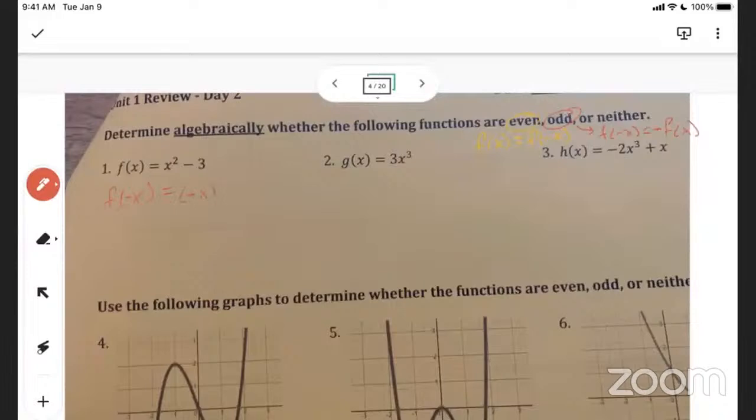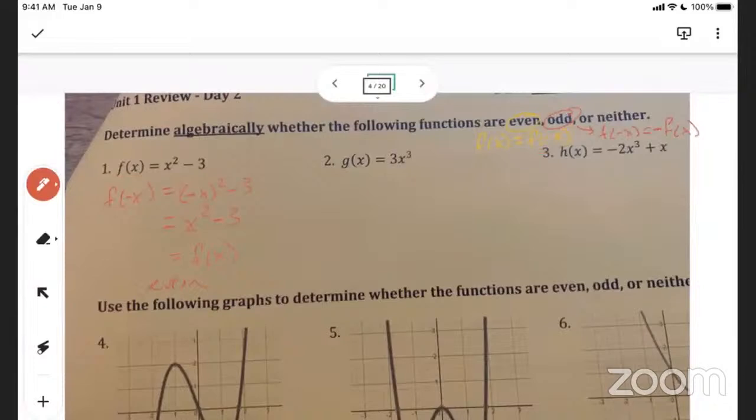I get negative x squared minus 3. And did that change the function at all? Well, what will happen when I square this? It's not going to change it, right? No, it doesn't. So this equals f of x. So what kind of function is it? If f of negative x equals f of x, what kind of function is it? It's odd. Nope. Wait, no, it's even. It's even. Yeah, sorry. That's okay. So that's even, right? Let's do this next one.